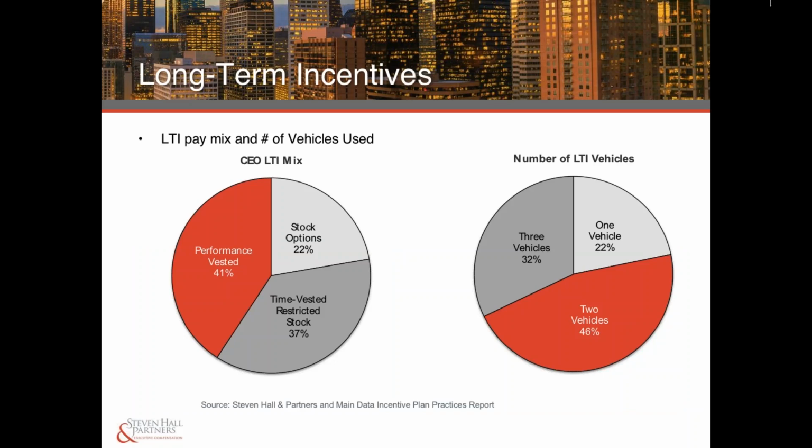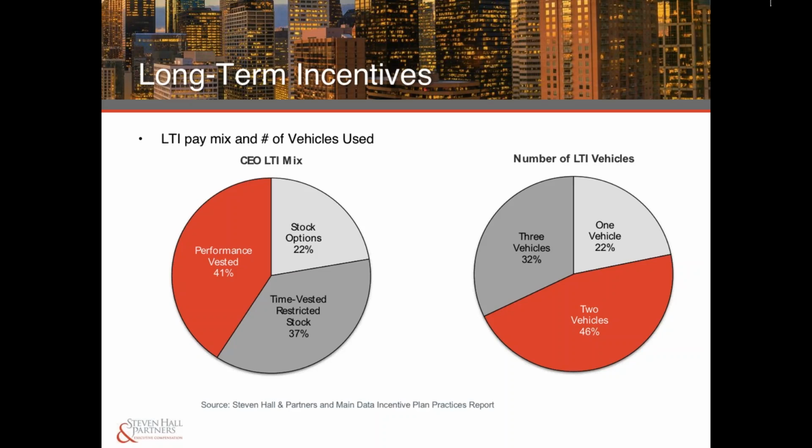If we look at the mix for long-term incentives, you'll see in the pie charts here, the one on the left, for the same group of companies that Stephen was sharing data with on the annual incentive side, the primary vehicle is performance-based, 41%, 37% in time-vested restricted stock, and 22% in stock options. Most companies are using 2 or 3 vehicles. Only 22% are using just one. The majority here are using 2.